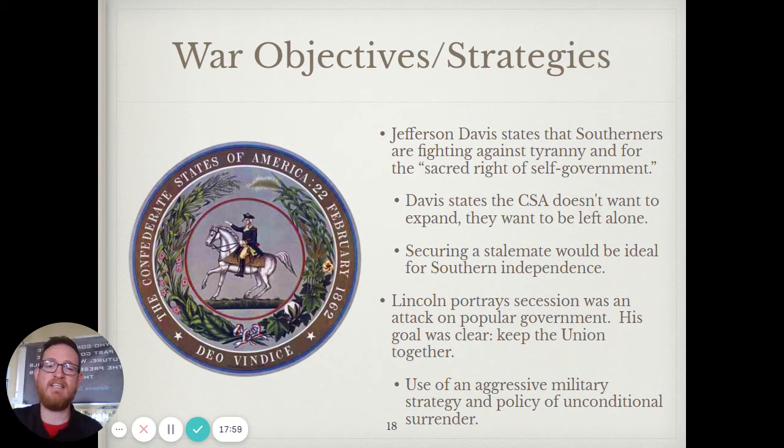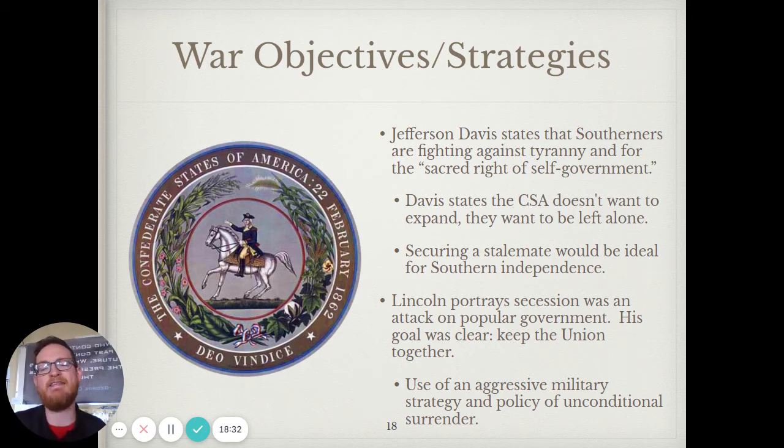Jefferson Davis states that the Southerners are fighting against tyranny and for the sacred right of self-government. And you're going to see that a lot of times in the writings from this, Southerners and Confederates compare themselves and what they were fighting for to the patriots of old. They earnestly believed that if George Washington was still alive, he would be on the side of the South. I put on here a seal of the Confederate States, and you'll actually see that in the middle of their seal is George Washington. Davis states, look, the Confederacy, we don't want to expand. We just want to be left alone.